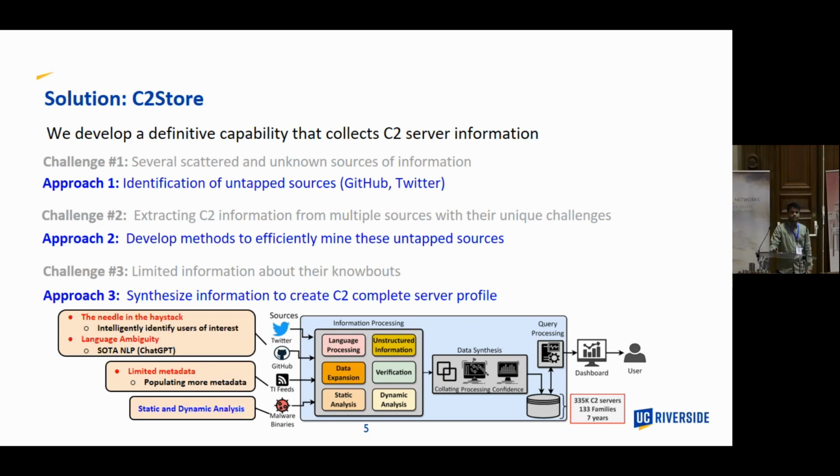We overcome various challenges. We find and identify various untapped sources on GitHub and Twitter. We develop methods to efficiently mine this information, and then we synthesize all the information to create C2 server profiles. To the best of our knowledge, C2 store is the largest database of C2 server profiles, which consists of around 335K C2 server records, spanning across 133 families over the last 7 years.